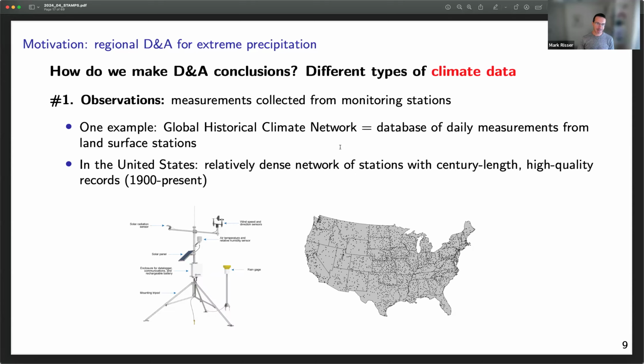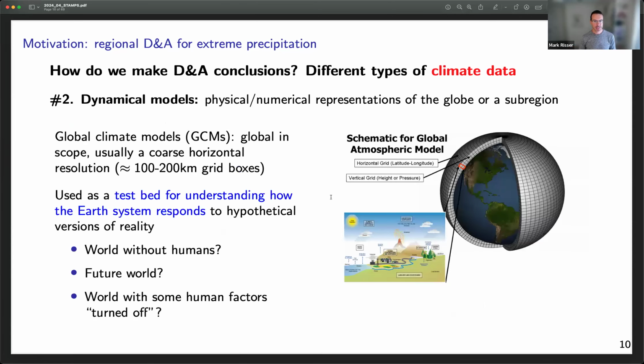This is an especially good network because in the United States, there are quite a few stations that have records that extend back to the beginning of the 20th century. So we have 120 or so years of pretty high quality data, the spatial distribution of which is shown there. But anyway, observations are a critical ingredient to detection and attribution studies.